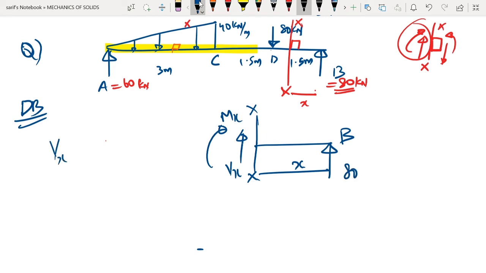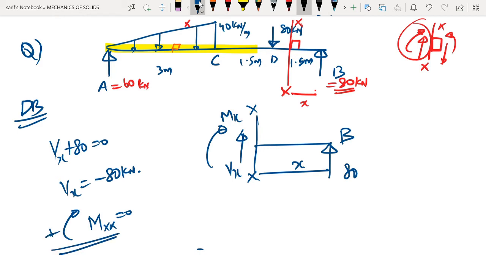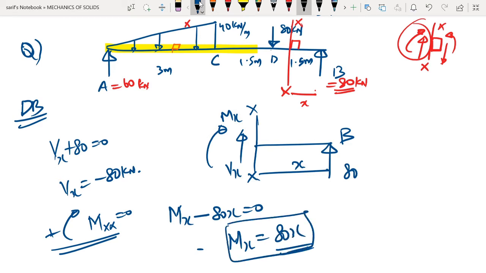So if you look, Vx plus 80 equal to 0, so we can get Vx equal to minus 80 kilonewton. Similarly, if you consider moment about the section xx as 0, considering positive moments as clockwise, so we will get Mx minus 80 into x equal to 0. So we will get the expression for Mx as 80x. So this would be the expression for Mx, and mind that the origin has been chosen as the point B.